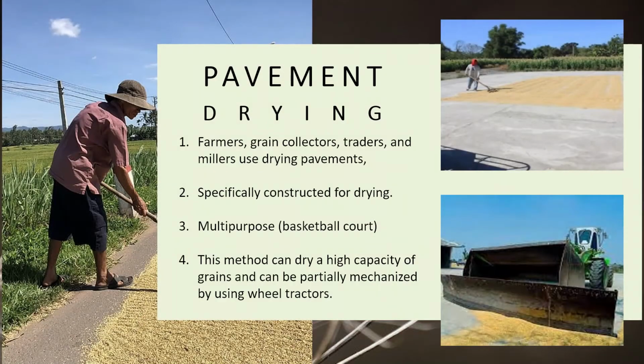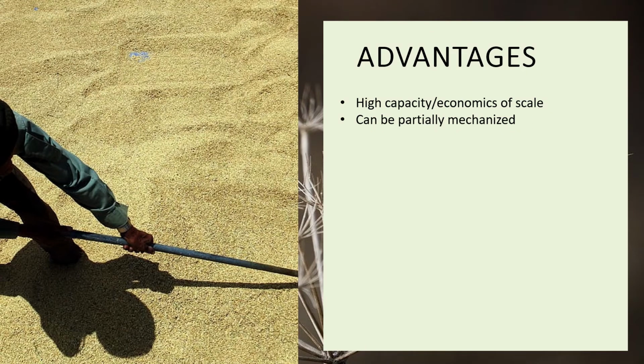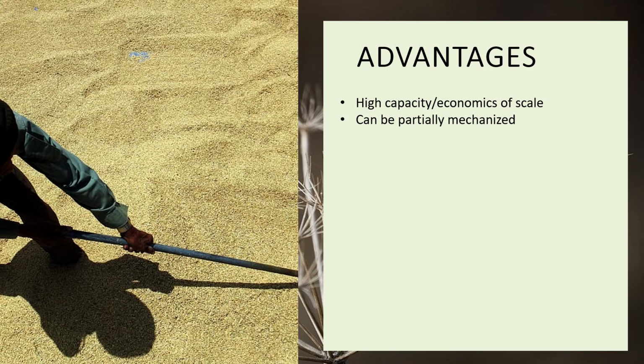This method can dry a high capacity of grains and can be partially mechanized by using field tractors. The same has been represented in these two figures, and the advantages of this pavement drying are the high capacity. So we can dry high capacity crops with the help of this pavement drying, with economics of scale, and it can be partially mechanized, and as a result this drying technique may be faster in comparison to the mat drying.